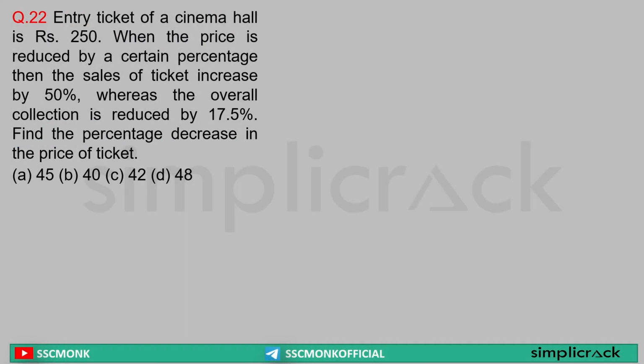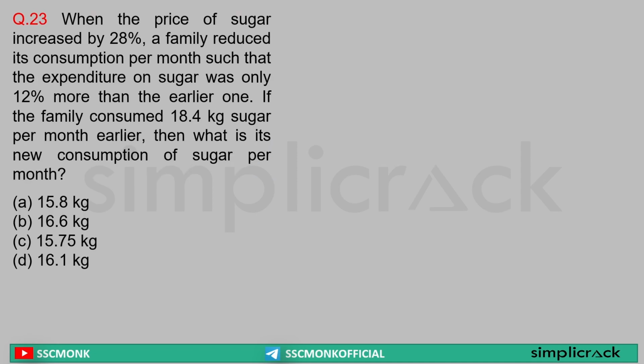Next. Entry ticket of a cinema hall is 250. So this is the same thing. It's homework for you. Okay. Now, when the price of sugar is increased by this much, the family reduced its consumption per month such that the expenditure is... very basic. So I will keep it as homework.